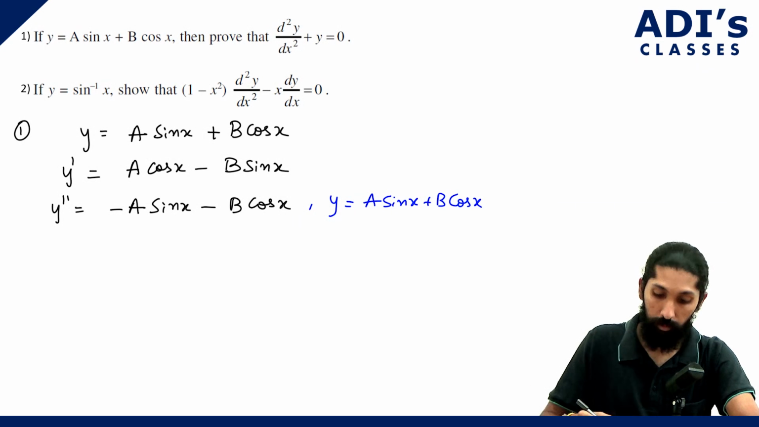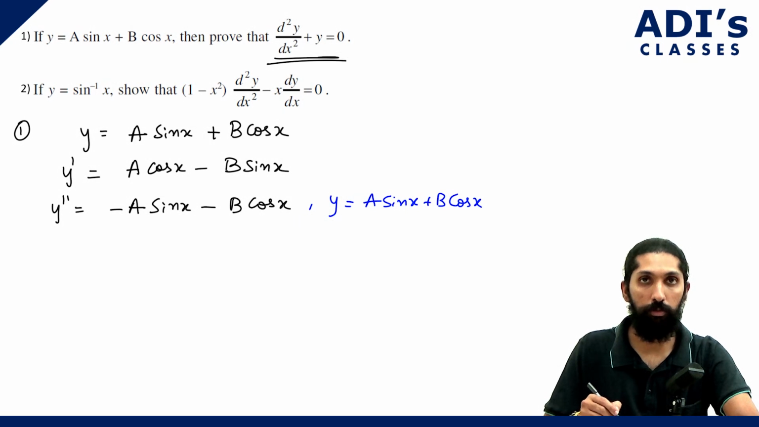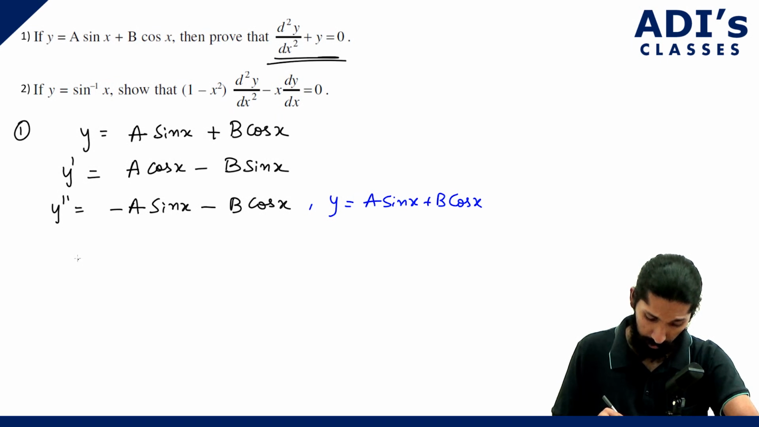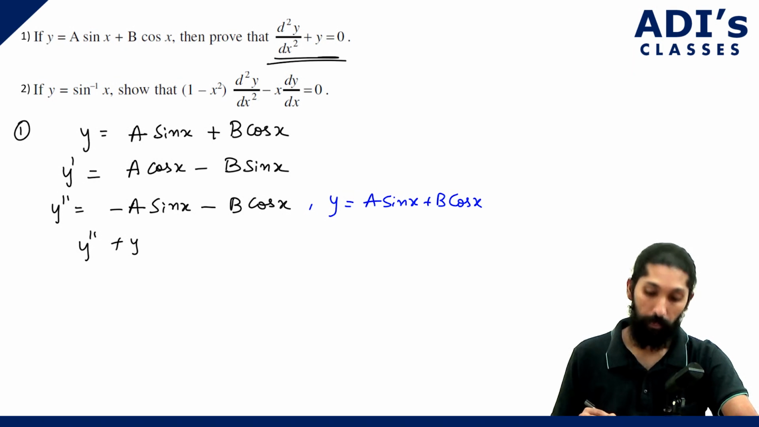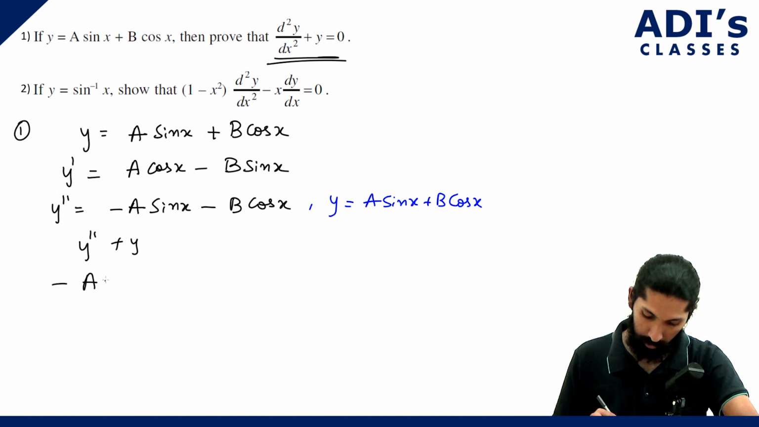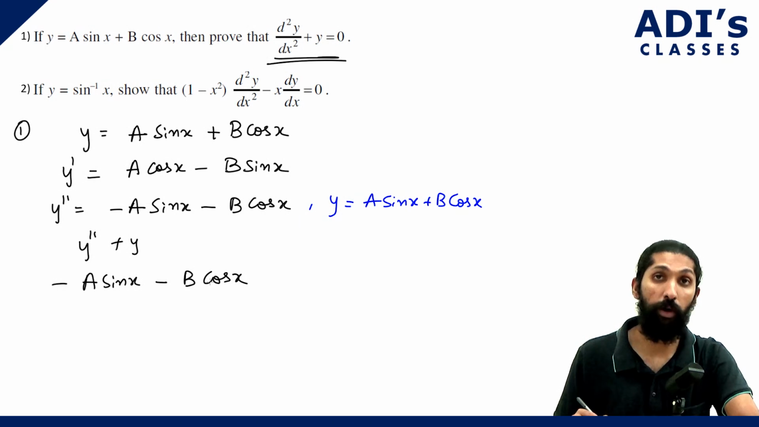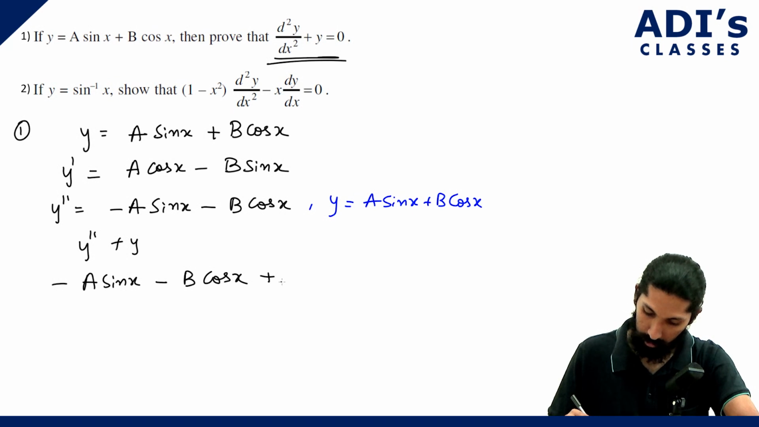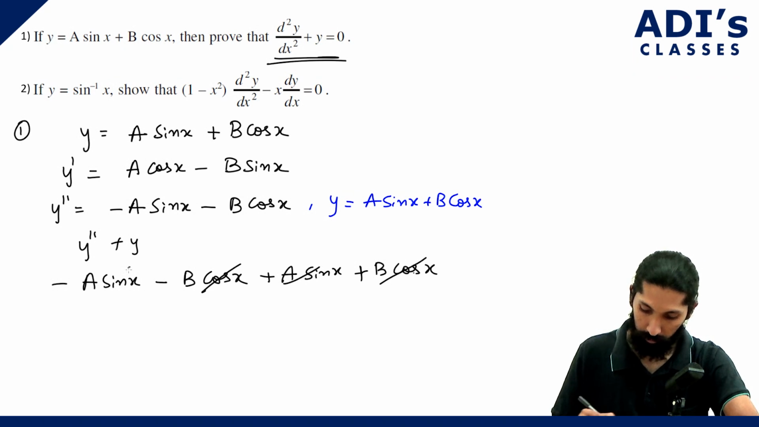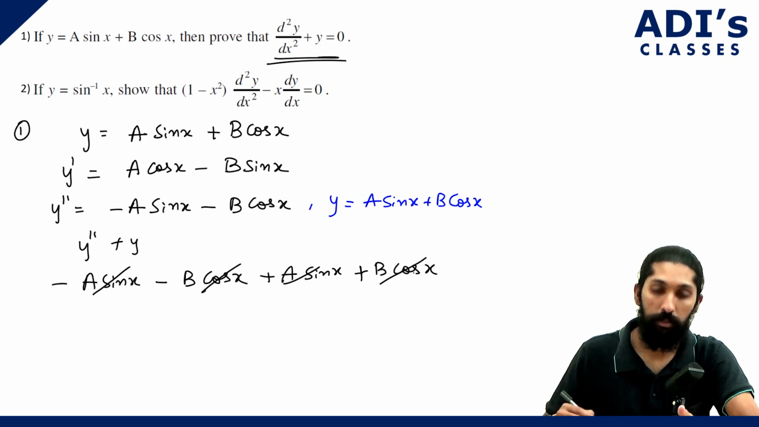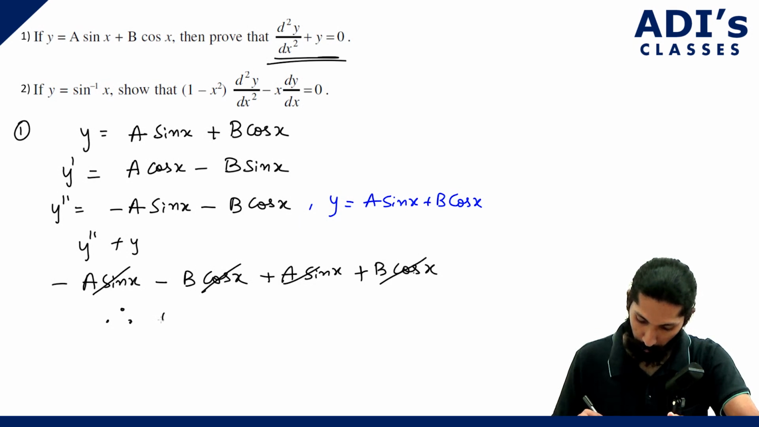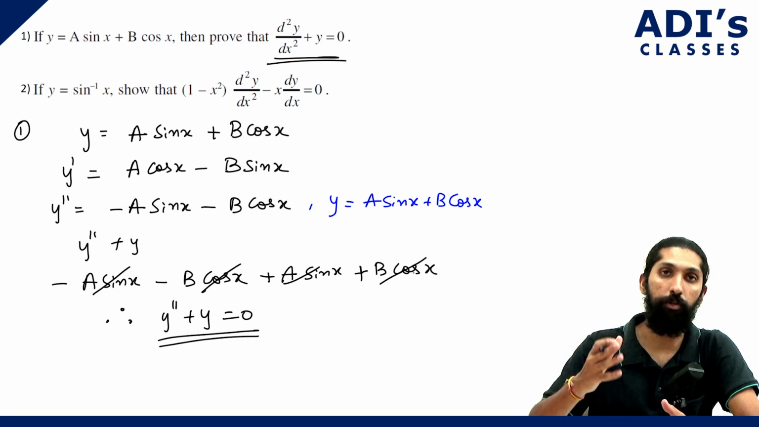See what you are trying to prove: y double dash plus y is equal to 0. Correct? So, y double dash plus y. This is going to be minus a sin x minus b cos x, which is y double dash, plus a sin x plus b cos x, which is y. Cosine, sine, both of them cancel out. So what do you get as the final result? Therefore, y double dash plus y is equal to 0. Done. This is what we are trying to prove.